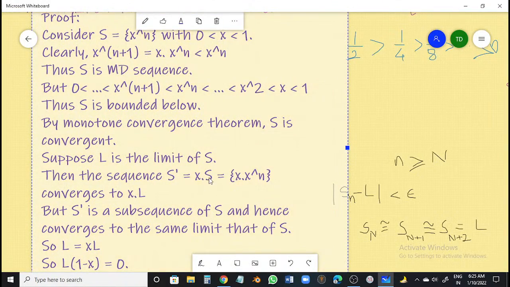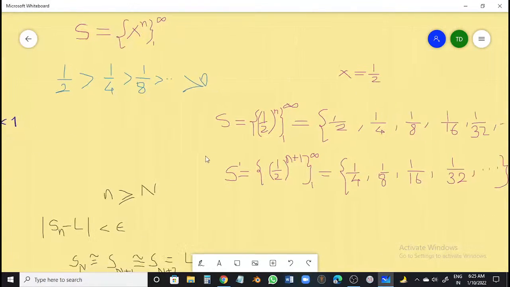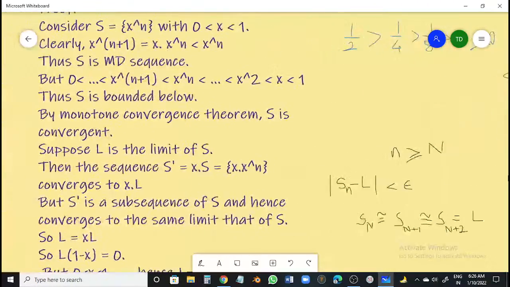What we mean here, x into s is equal to x into x raised to n, the same concept that we observed here. This was half times half raised to n. So every term here is getting multiplied by half again. So we got this subsequence, and certainly the limit of the sequence is the same as the upper one, the same as the parent sequence. Alright.